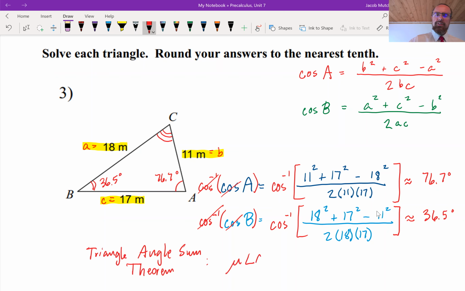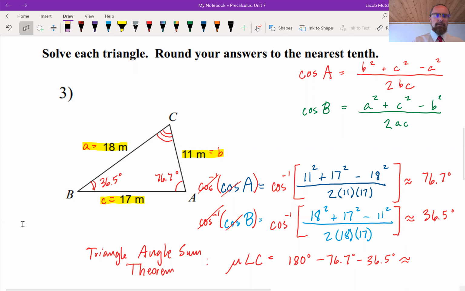So the measure of angle C is going to be equal to 180 degrees, and I'm just subtracting the two previous measures we'd already solved for. So minus 76.7 degrees, minus 36.5 degrees. And that's going to be an approximation because those two were approximate. Let's go ahead and calculate here on the side since I've got my simple function calculator here. 180 minus 76.7 minus 36.5, and that's going to give me 66.8 degrees.